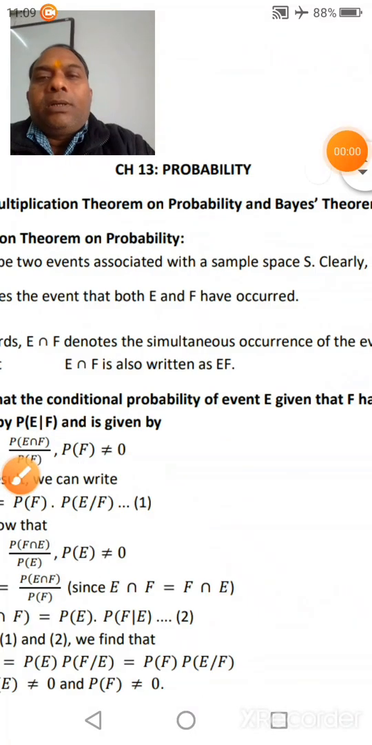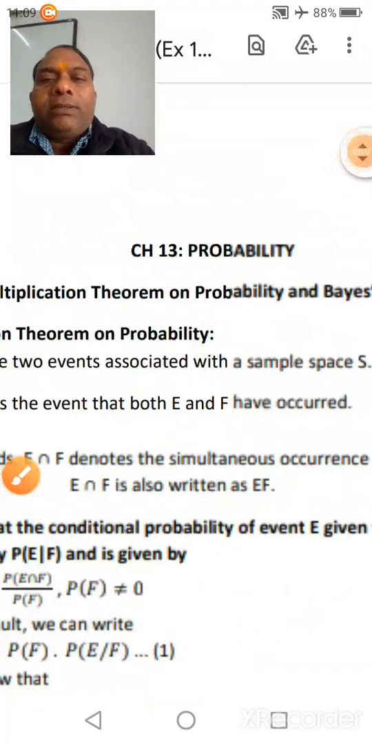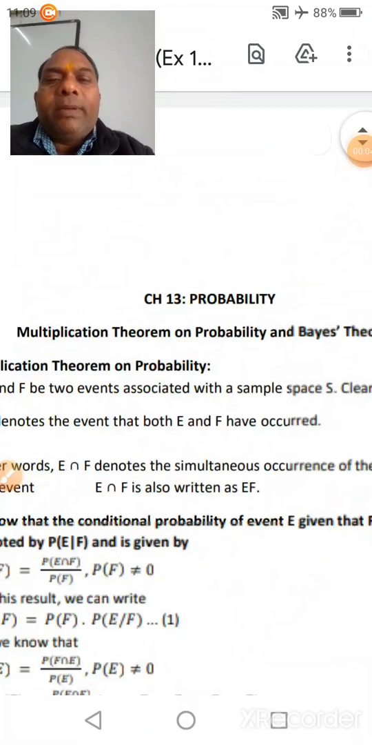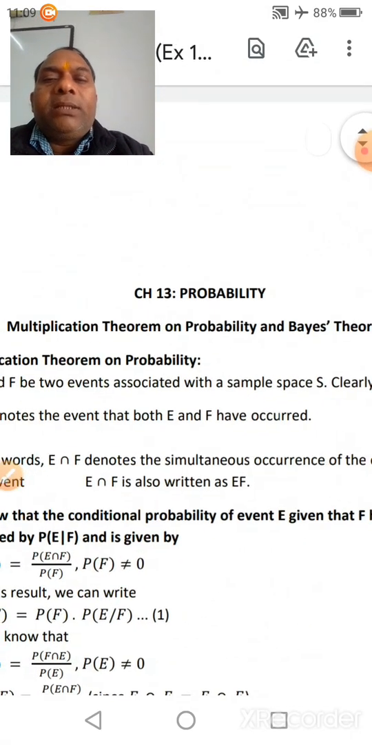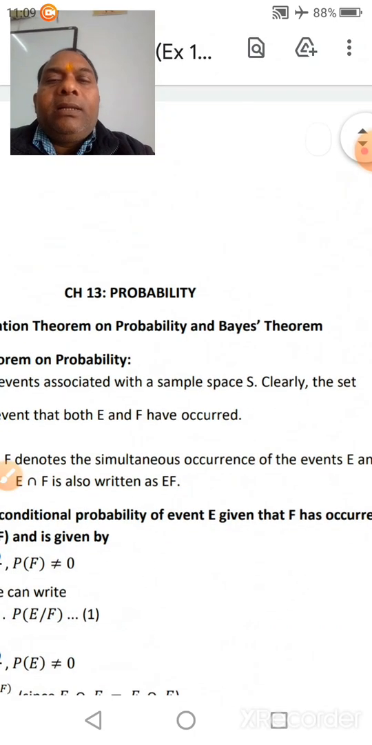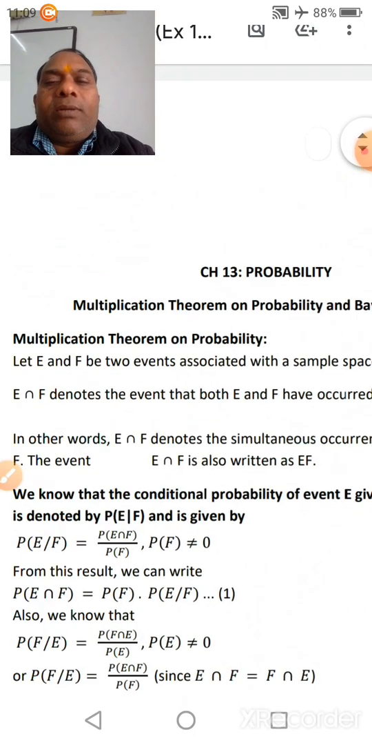Good morning, students. Now, in chapter 13, probability, next topic: multiplication theorem on probability and Bayes theorem.